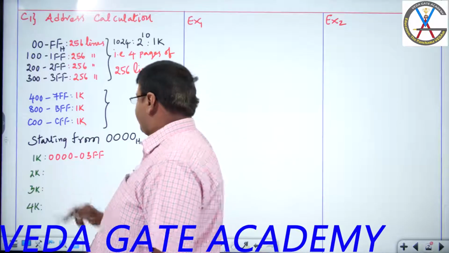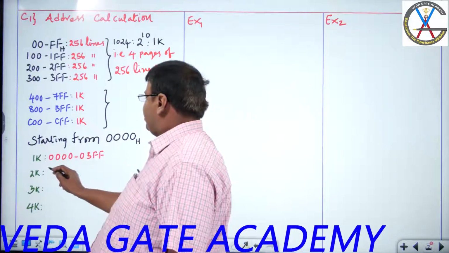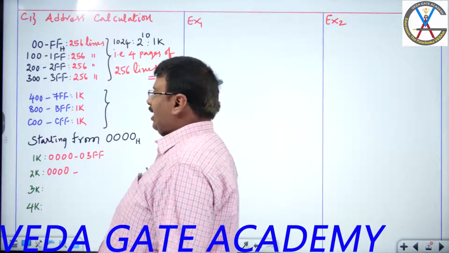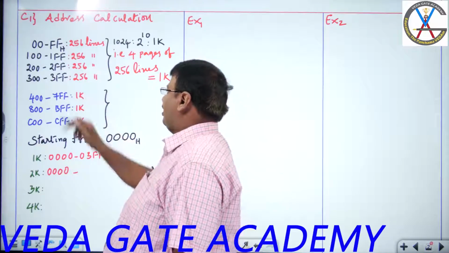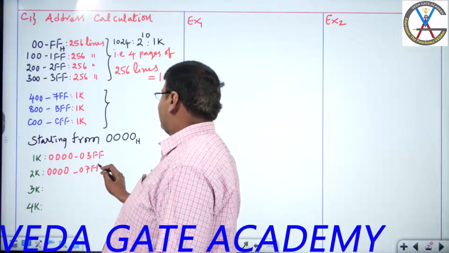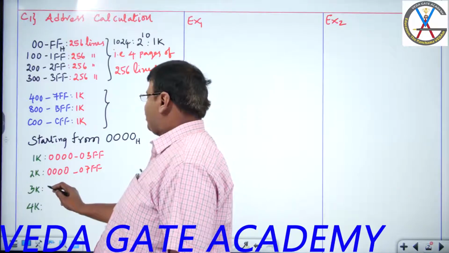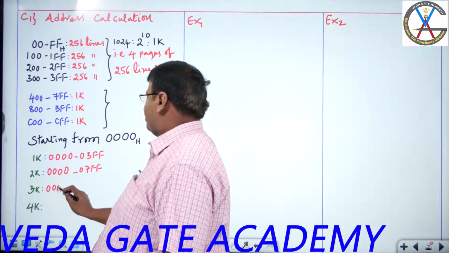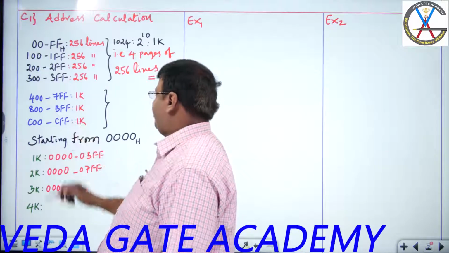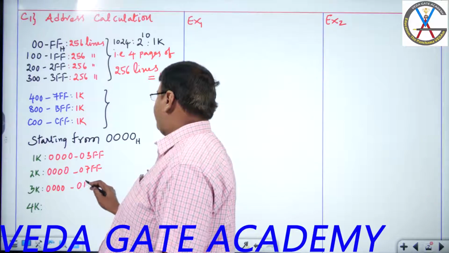Again, starting from 0000, I have to go with 8 pages, another 1K, so till 07FF. 0000 to 07FF is 2K. Starting from 0000, now he wants 3K, so 0BFF.